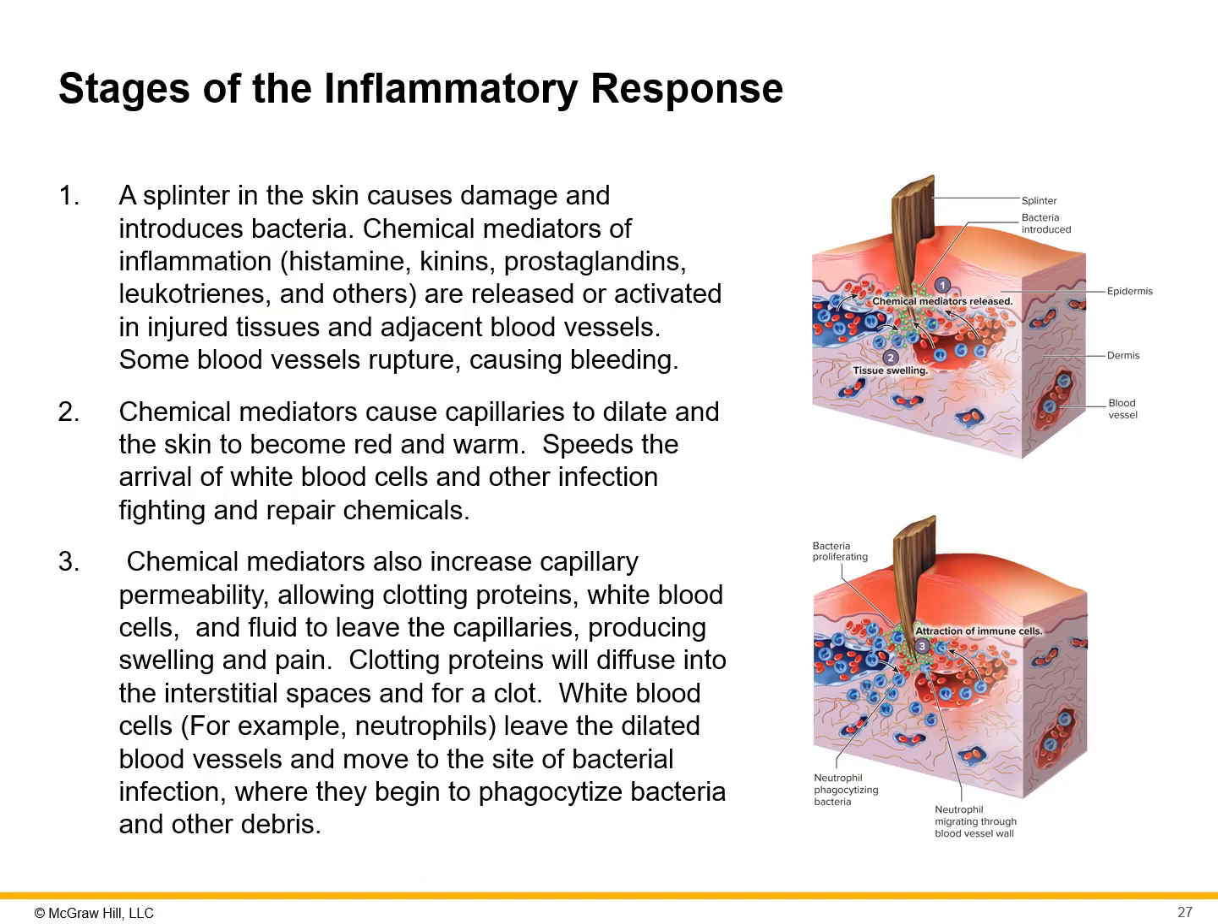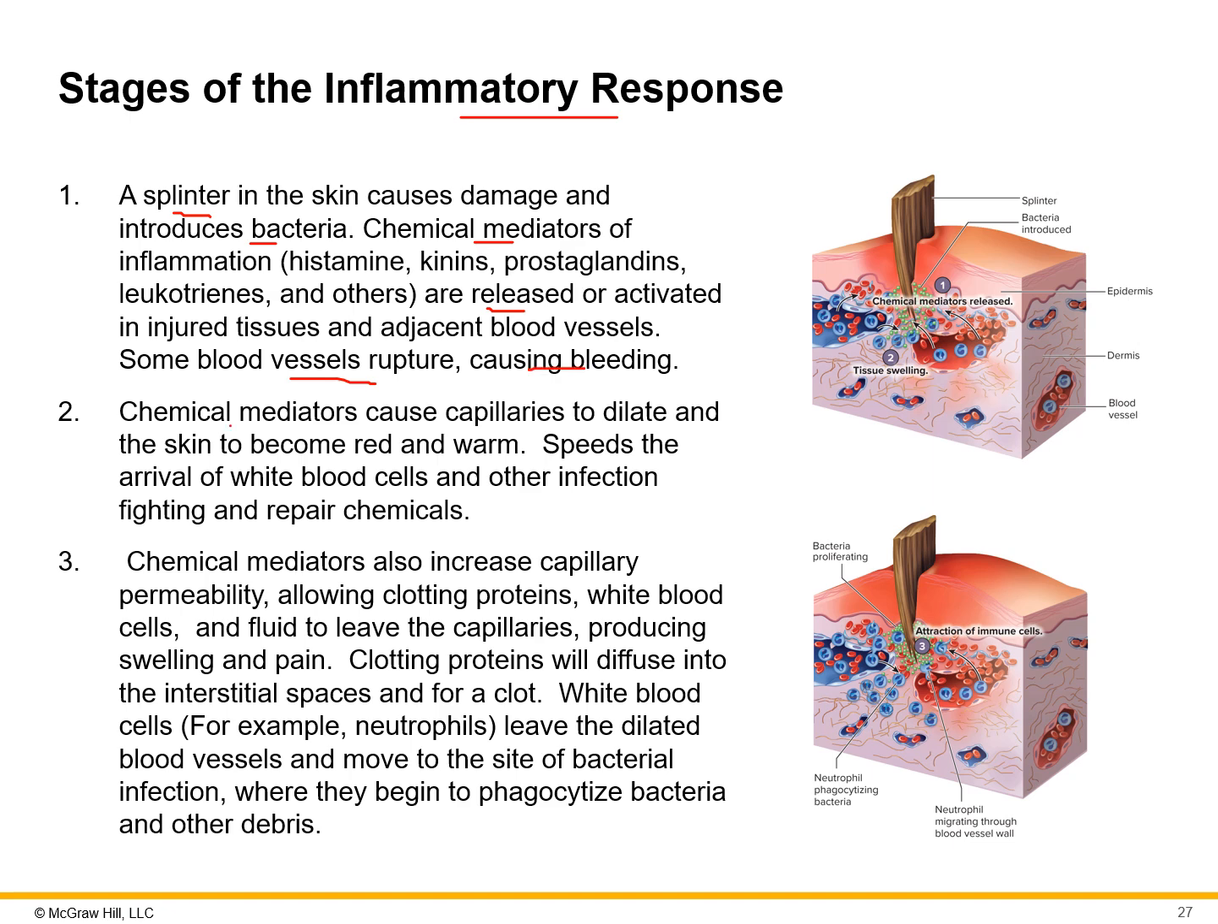So, kind of the stages here of the inflammatory process. Here we have a splinter that's going to damage the tissue. It also introduces bacteria. So those chemical mediators, again, kind of the signaling molecules, like histamine, the kininogens, prostaglandins, etc., get released or activated in that tissue. And then some of the blood vessels can rupture and actually lead to the bleeding that occurs.